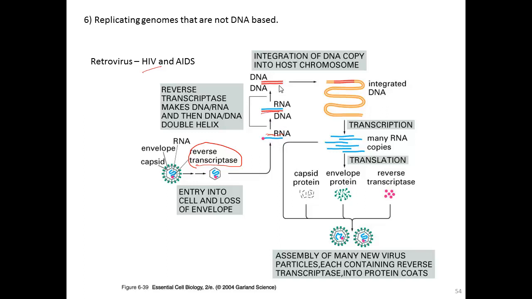Eventually, after making a first strand of DNA, there is a process called second strand synthesis, and now you have a DNA duplex. In the case of how the genome is replicated, though, this viral DNA duplex will be incorporated into the host organism's genome and eventually utilizes the cellular machinery to make RNA and protein. In this case, three different types of proteins involved with the packaging of new HIV virus particles.